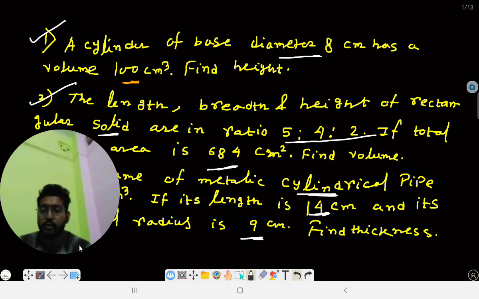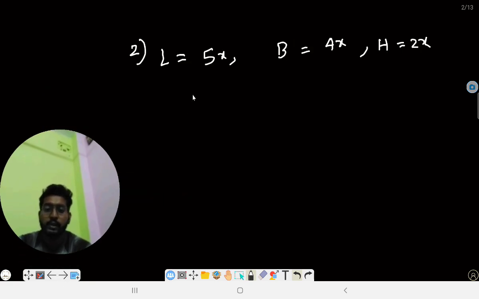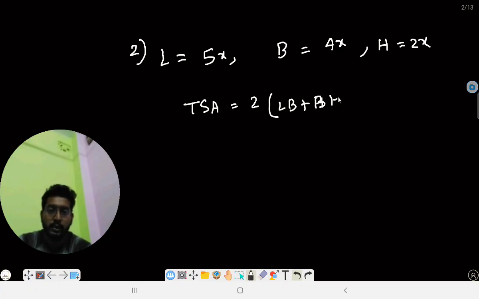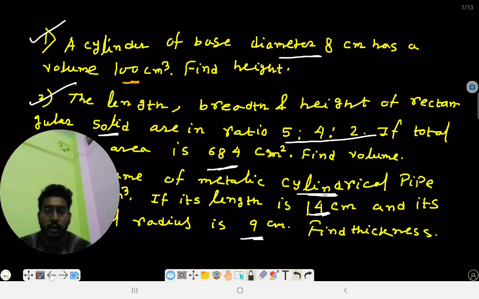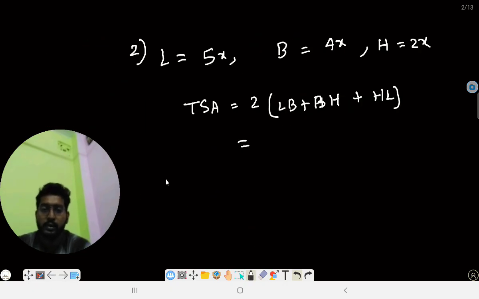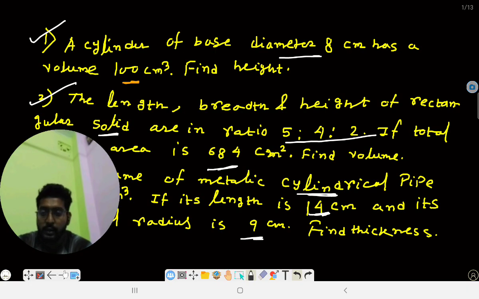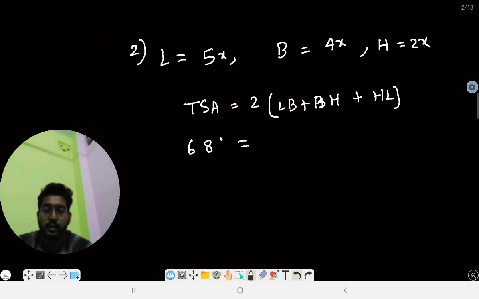This is the total surface area. Now total surface area, we know the formula. Total surface area, the formula is 2 into (LB plus BH plus HL). This is the formula of total surface area. So total surface area here is given 684, I think. Yes, 684. The total surface area is given 684.